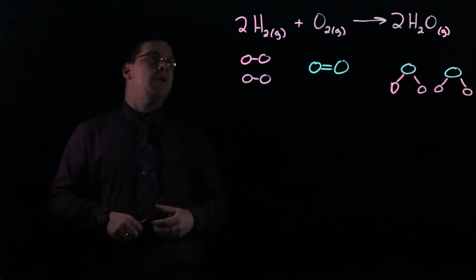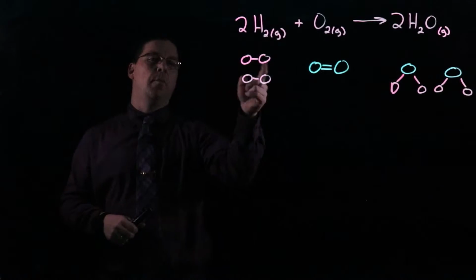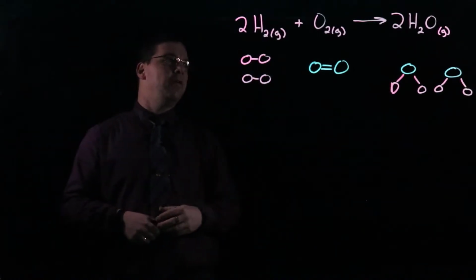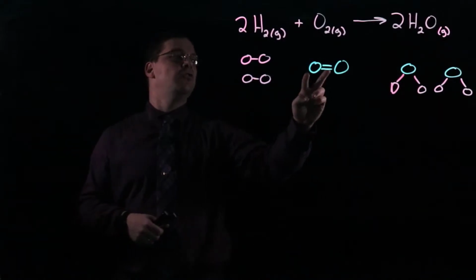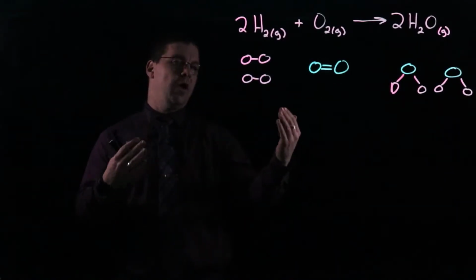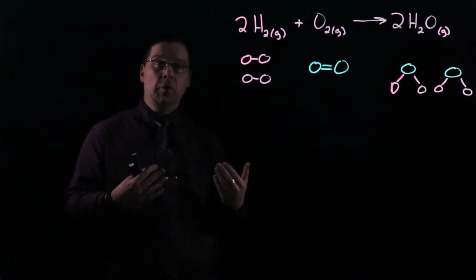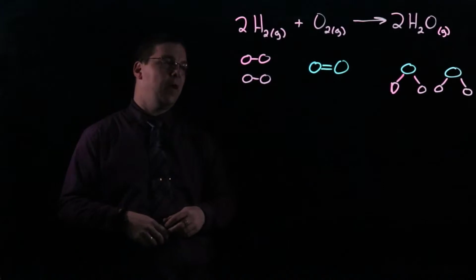So as you can see, our 2 molecules of diatomic hydrogen have 2 single bonded hydrogens connected to one another, and our single molecule of diatomic oxygen has 2 atoms of oxygen that are double bonded together. And if you're not sure why it's a double bond, you can do the Lewis structure for it and see that it's filling the valence shell for oxygen that way.